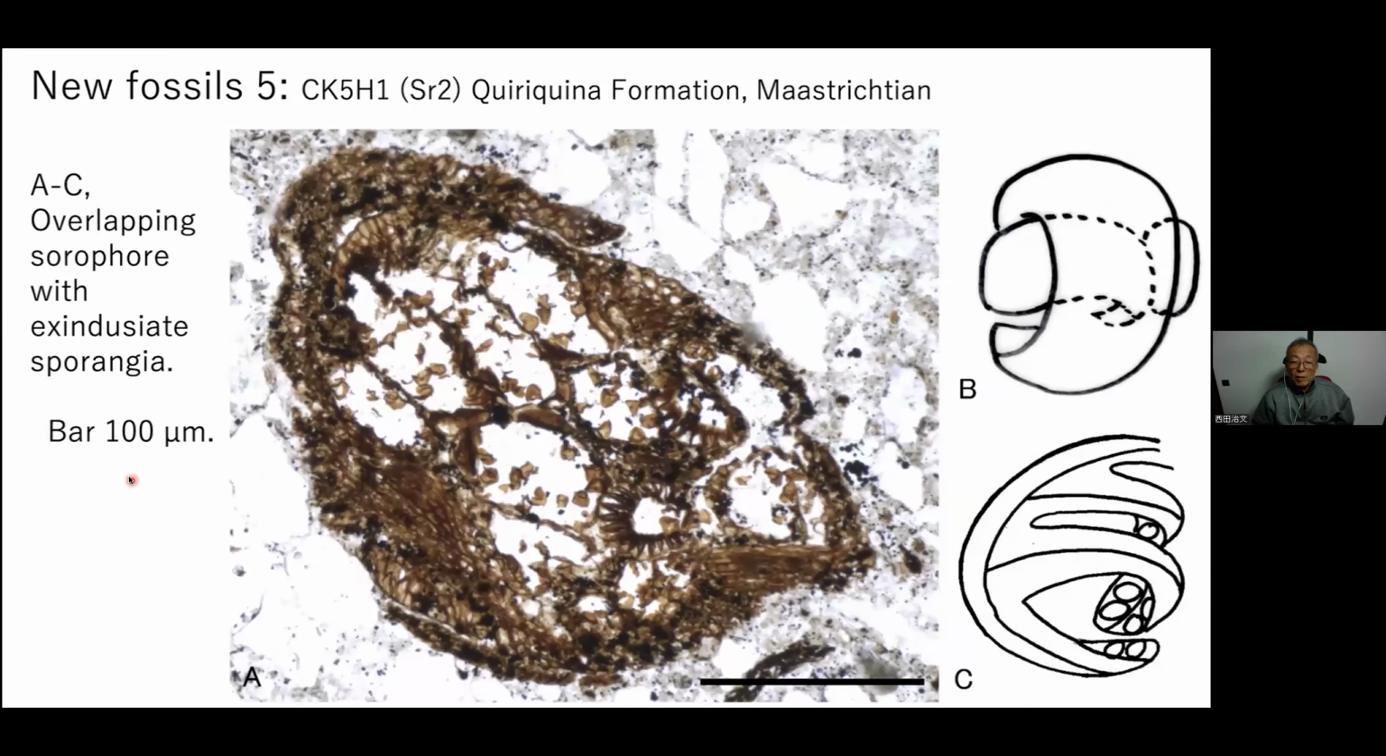And this one is quite similar to the previous one, but this one does not have indusium. So there are different kinds of Schizaeales plants in the Cretaceous of Chile at the end of the Cretaceous. And the spore morphologies and the sporangium morphologies are different from the previous ones also.